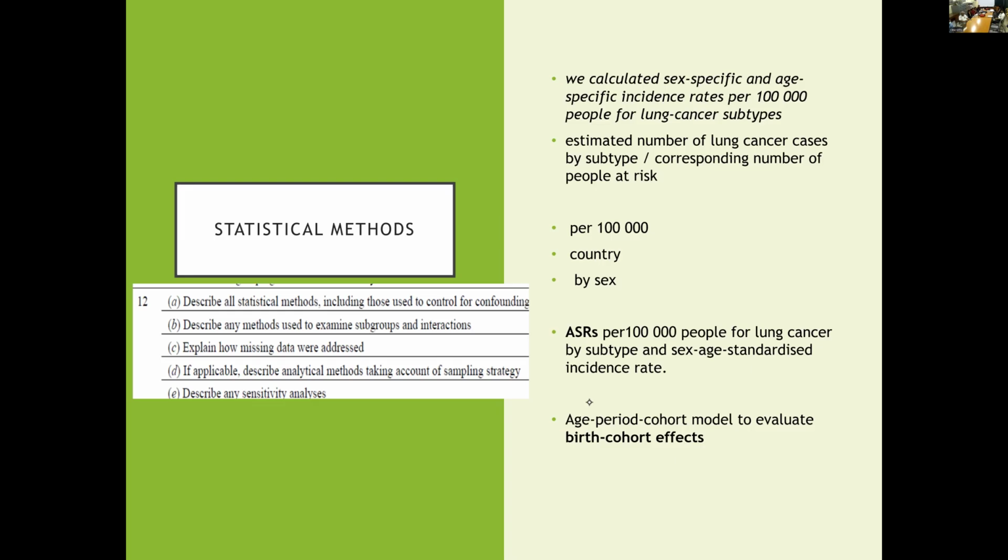And the second trend they have done is a birth cohort effect. They have analyzed to see if there's a trend with birth cohort.